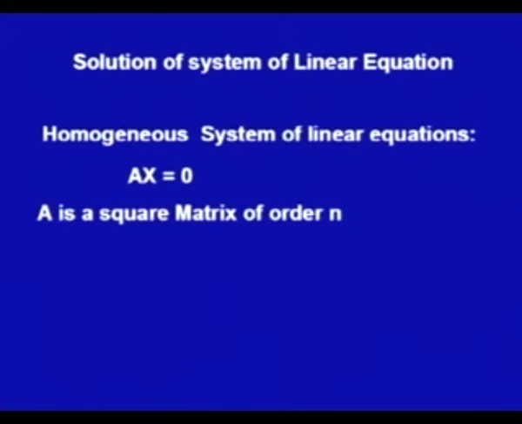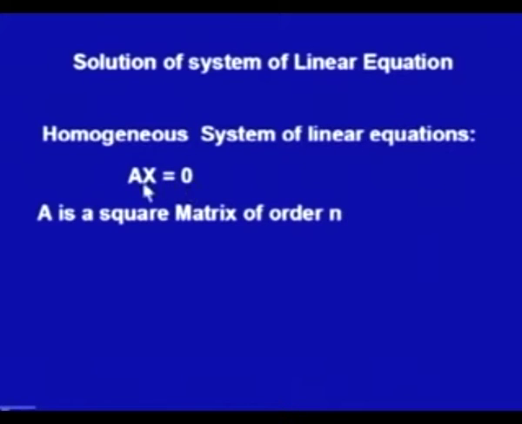The homogeneous linear equations can be expressed in a matrix form as Ax = 0. Here A is a square matrix of order n and x is a vector of unknowns. So, we have n equations in n unknowns.